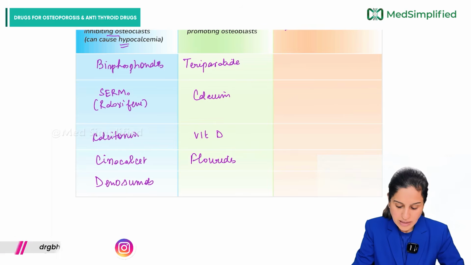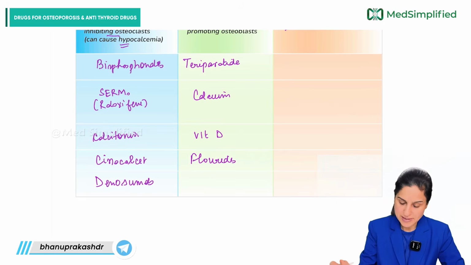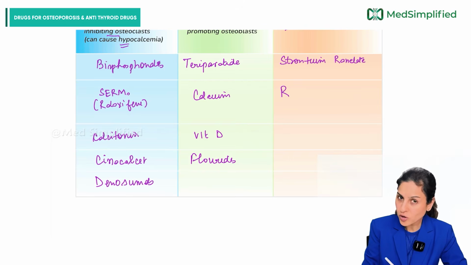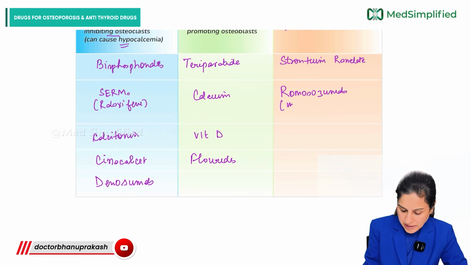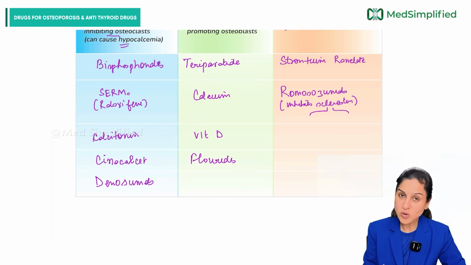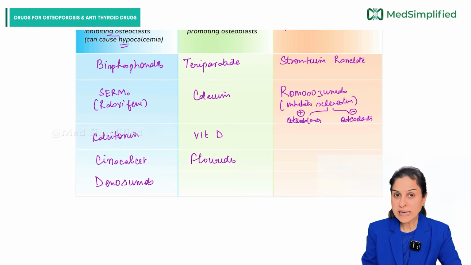Certain drugs do both functions. That is, they are going to inhibit the osteoclast and they are going to promote the osteoblasts. So here we have strontium ranelate and another monoclonal antibody, romosozumab. It inhibits sclerostin, and because it inhibits sclerostin, it has a dual action of stimulating the osteoblasts and inhibiting the osteoclasts, right? So this is how we classify these drugs.